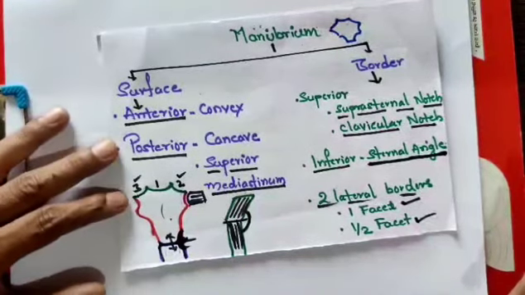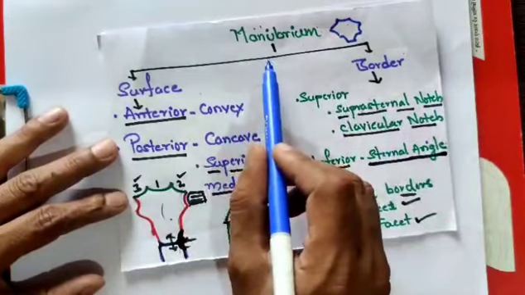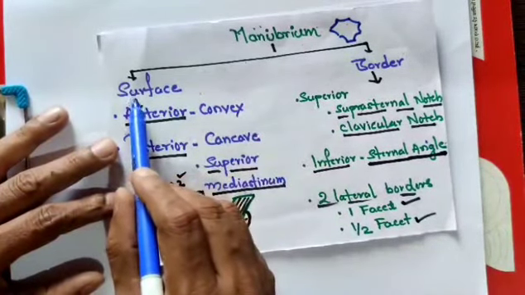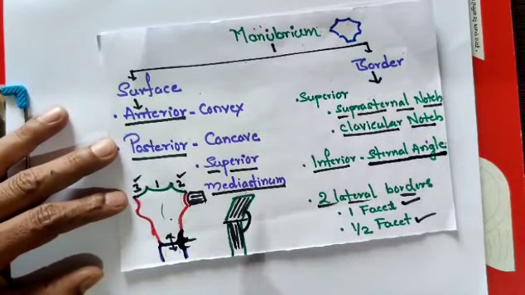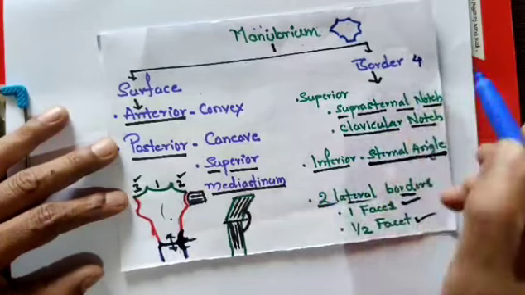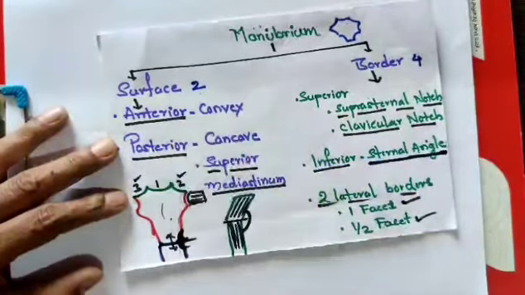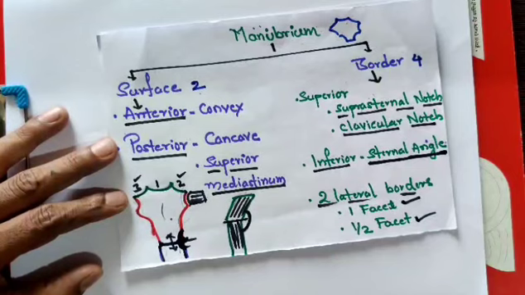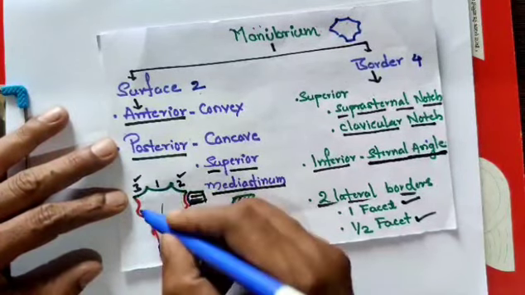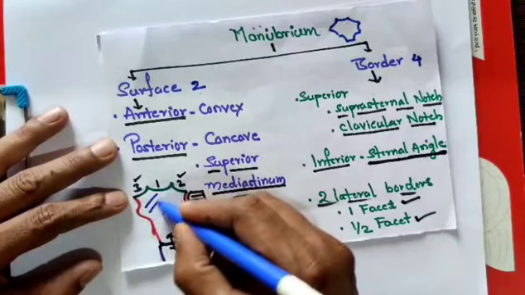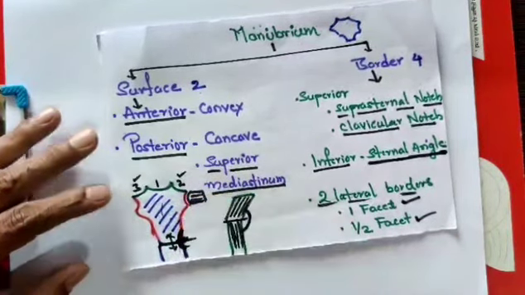part of the sternum. So anatomically it is divided into two major parts. One is surfaces, another one is borders. It means manubrium sterni presents 4 borders and 2 surfaces. First we are going to discuss the surfaces. See, this part is the manubrium sterni. So this manubrium sterni presents the anterior surface. This is the anterior surface.